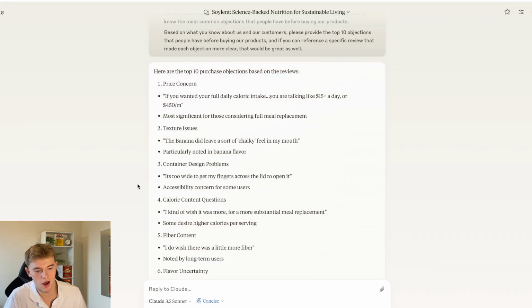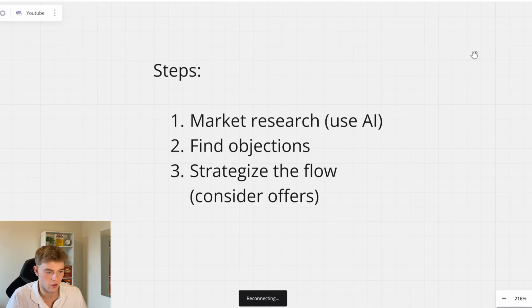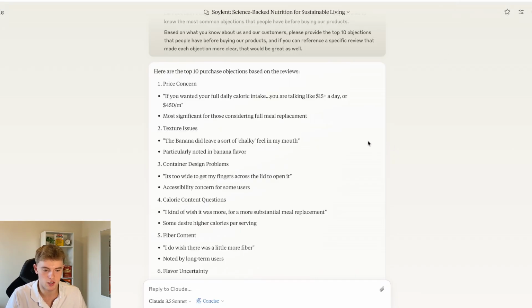All right, so now we have the top 10 purchase objections. Let's walk through a few of these together before we move forward on to what was our step. So we found the objections. We did step 2. Step 3, we'll actually strategize the flow next, but first let's walk through a few of these. So first is price concern. As I mentioned earlier, price concern is obviously going to be the top objection because that's literally what people are trading in exchange for your product.